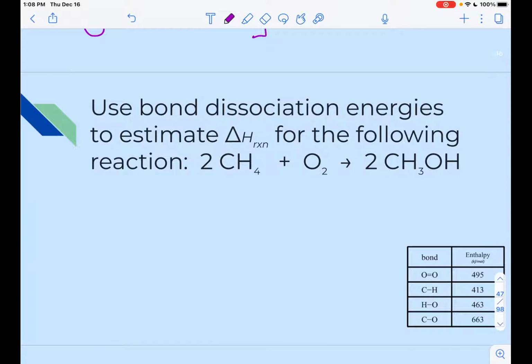So at this point, if you feel like you're getting the hang of it, feel free to pause this video and try it on your own and then come back to make sure you did it correctly. So for CH4, that's our structure. O2.